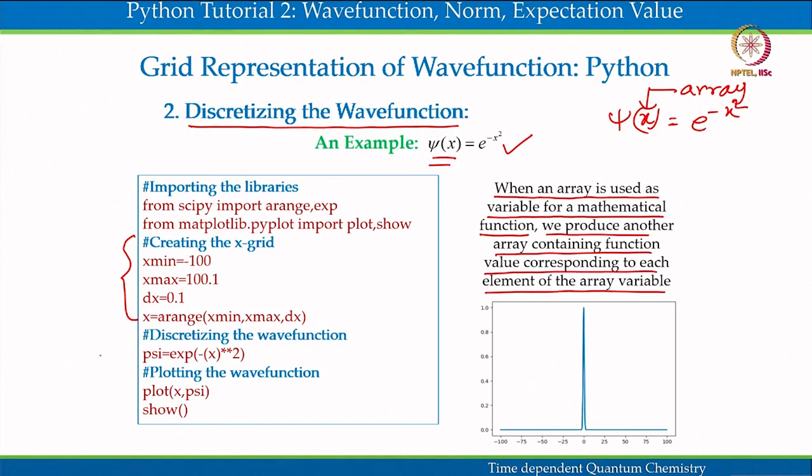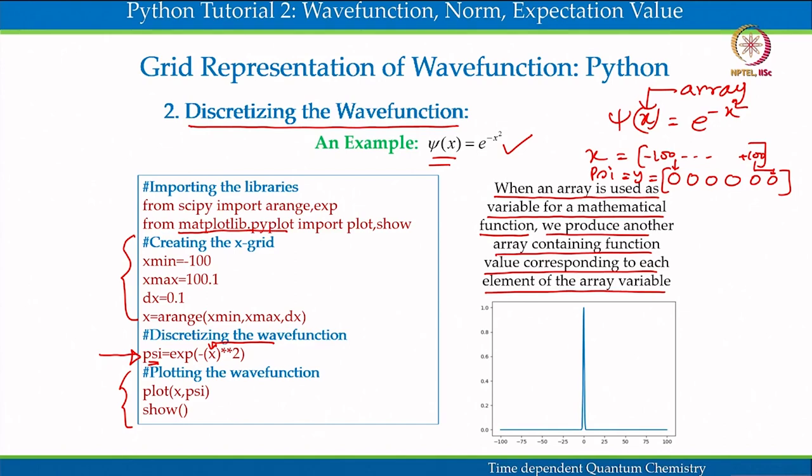So basically, because x is an array, this construct will produce another array of psi. If x is an array going from minus 100 to plus 100, then I will get psi, which can also be expressed as y, also an array, and this array will have the elements where function values are presented corresponding to each grid point. That's the way it works. And this plotting part, we are familiar with by using the matplotlib library, pyplot submodule. We are plotting it to make sure that we have the desired wave function.